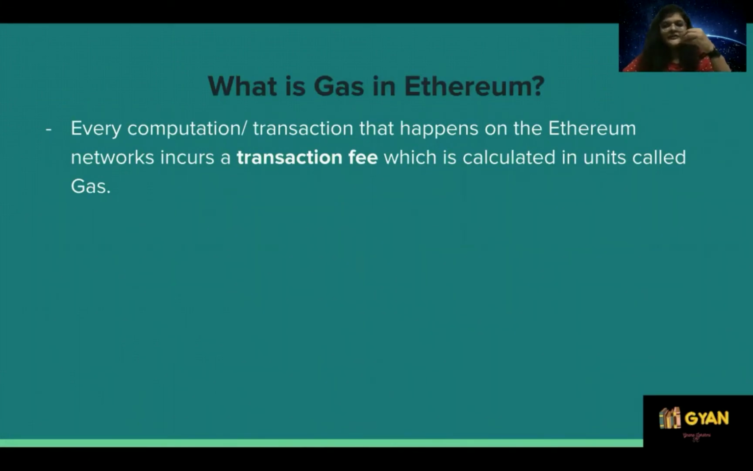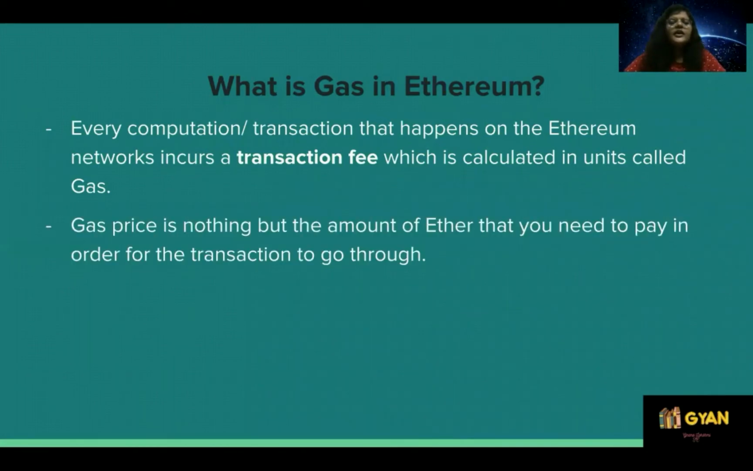incurs a transaction fee, right? Because there is some work that is happening in the background in order for the transaction to take place, right? And that transaction fee is calculated in units called gas. Now, what is gas? It is actually the amount of ether that we are paying for the transaction to go through, right? So that is the gas price or the gas fees, right? So we set a gas limit, right, beyond which we cannot pay for that particular transaction. So if we cannot pay beyond that, then that transaction doesn't take place whenever we set a gas limit, right?